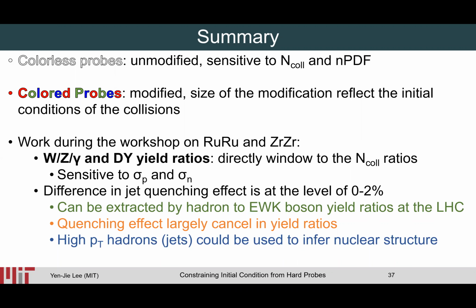The difference in the jet quenching effect is largely cancelled at the level of 1 to 2%. This can be extracted by hadron to electroweak boson yield. So if we really want to see the jet quenching effect difference, we should do this, so that we are moderately independent. The quenching effect is largely cancelling in the yield ratio. That's great news because it means we should use high pT jets and hadrons as information to further reconstruct it. That's all. Thank you very much.